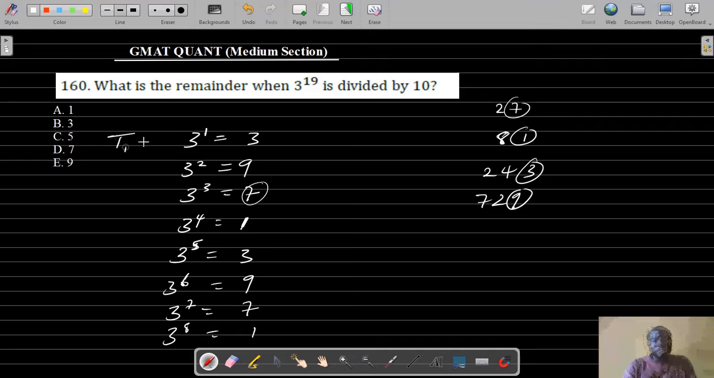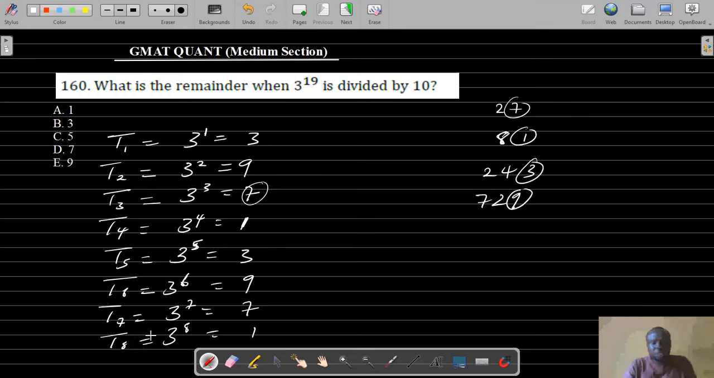Now let's term this. Let's call this the first term, which is T1. Let's call this our second term, T2. Let this be our third term, T3. This is T4. This is T5. This is T6. This is T7. And let's call this T8. Now, if you notice, the unit value for T1 is the same as the unit value of T5. The unit value for T2 is the same as the unit value for T6. So basically, after every fourth term, the unit value is the same. It repeats itself after every fourth term.